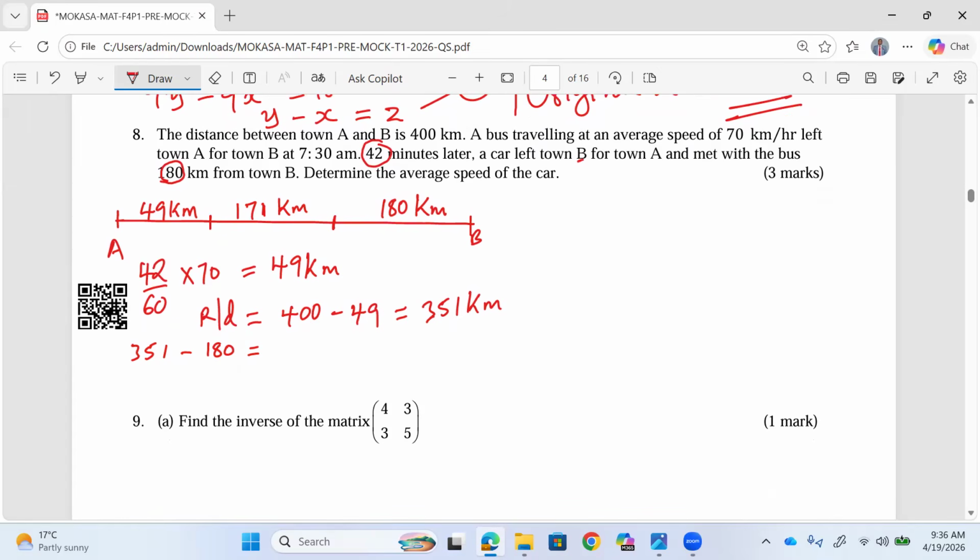So for them to meet 180 kilometers from B, it means the car covers 180 as the bus covers the 171, because already the bus has covered 49. So it has to cover 171 in the time the car is covering 180. Because the speed of the bus is known, we can find the time the bus takes to cover the further 171. We said this is 171.